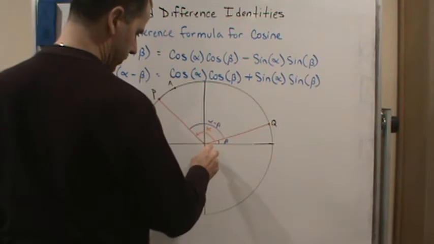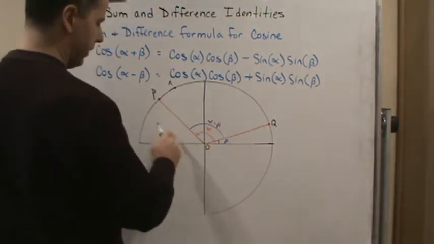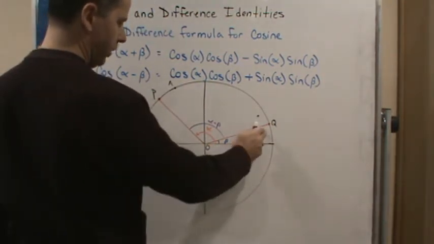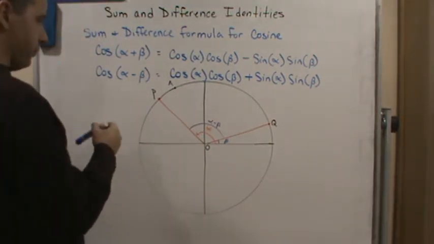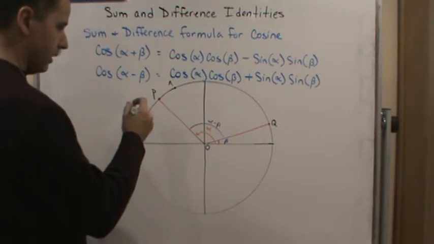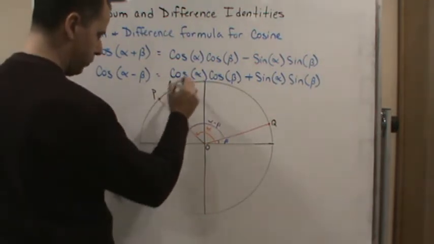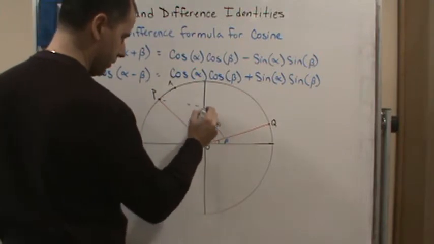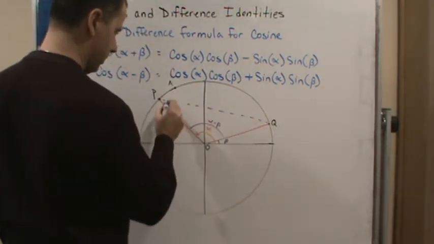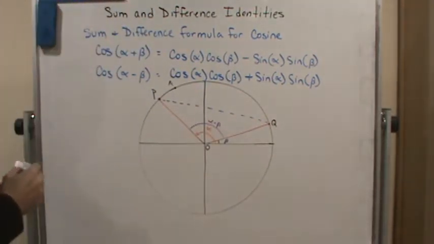Let's make this O, so this is angle POQ. Let's connect these two points, P to Q. So we'll have this distance here, the distance PQ.